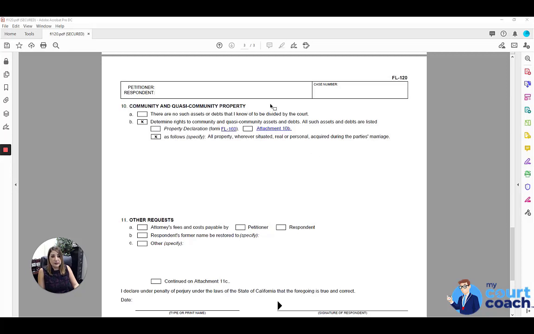Community property. Chances are, if this is a short-term marriage, you may not have any assets or debts that qualify as community property. However, if this is anything longer than a short-term marriage, there probably are assets that were acquired during the marriage and hence belong to both parties. And you want to make sure that you are selecting that the court has the right to determine the division of those assets.